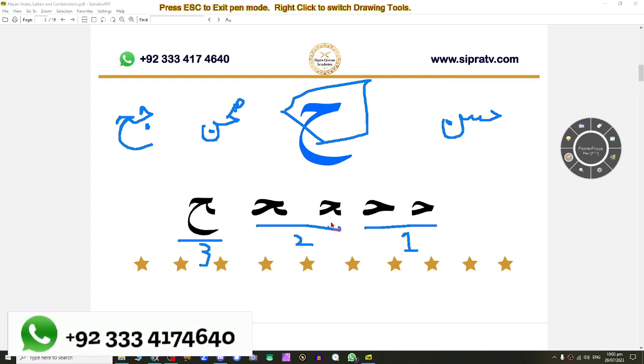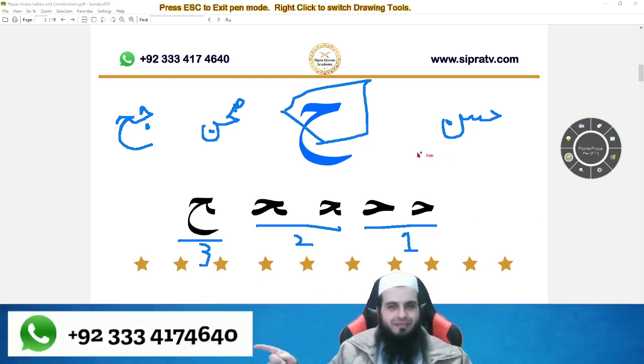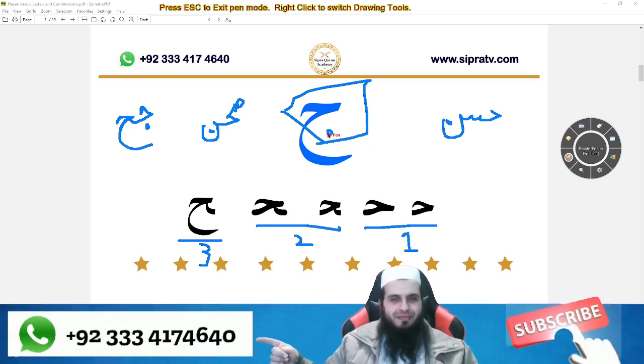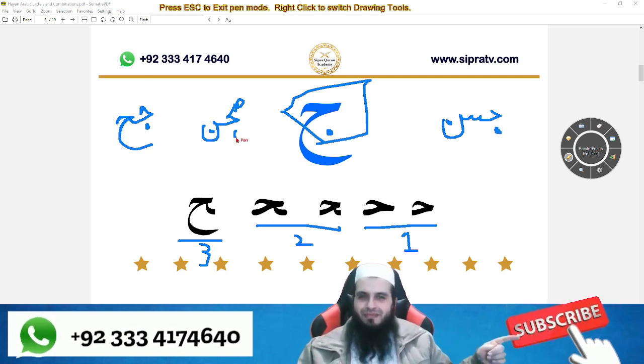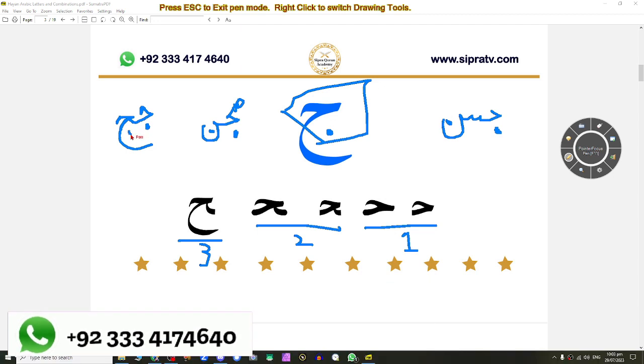If it comes in the middle, it will be like in this manner, one spike at the right, one spike at the left, like this here, meme ha noon. If it comes at the end, it will be like this in its complete form with one handle at the right side. So this is jim ha. That's the end of it. All right. If we place a dot in the middle, it will turn into jim. Same principle, same shape applies here, only with an additional dot.